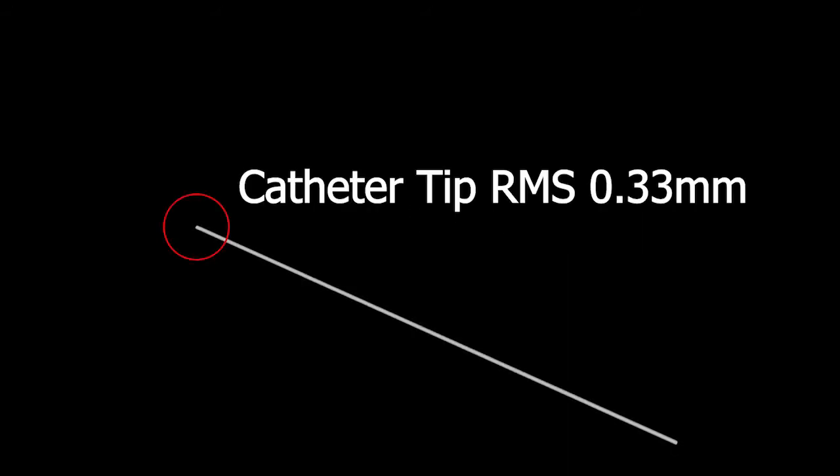We test the stability of the tracking algorithm by tracking a static catheter. Noise in the image causes the detected catheter to jitter. The root mean square of the change in the calculated tip is 0.33 mm.